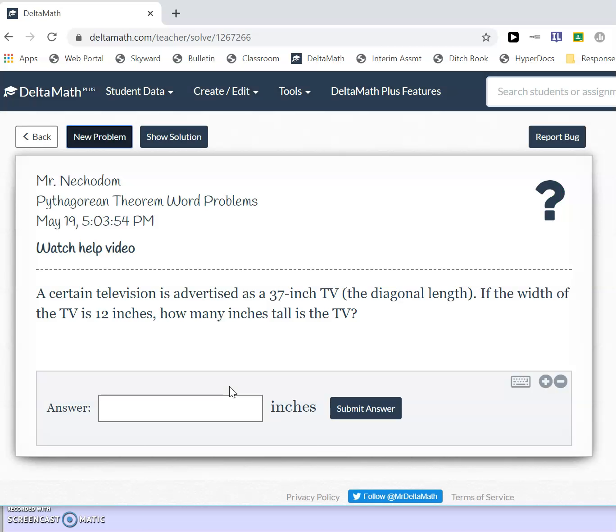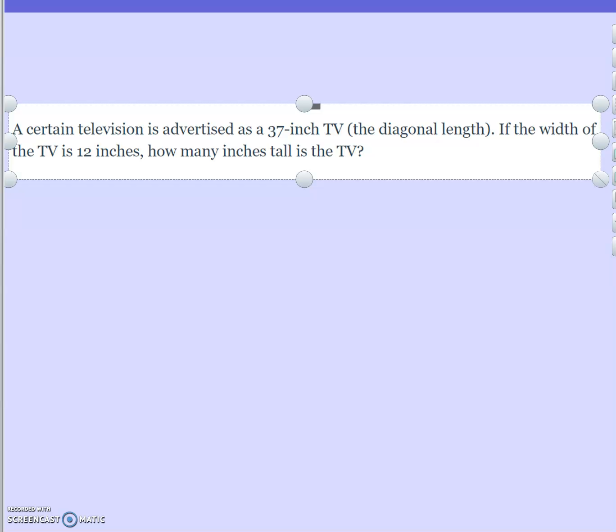Okay, here I've got a certain television advertised as a 37-inch TV. That's the diagonal length, and the width of it is 12 inches. So how tall is it? So I think rather than messing around trying to draw on the screen, I'm going to just copy that, and I'll do that by magic this way.